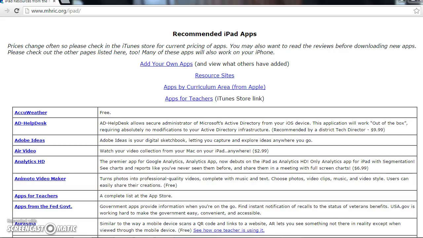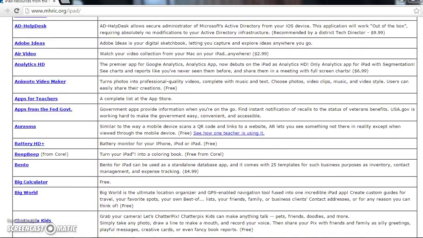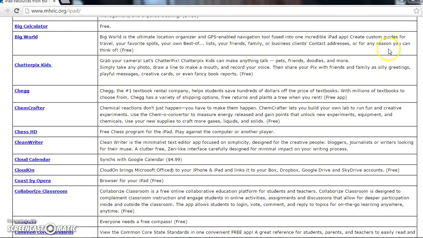There are some really great apps in this link. I really want to try on my personal iPad this ChemCrafter one. It sounds like it would be a great addition to my chemistry unit, and it would help engage the students. If I like it after I try it out, I'm going to try to sweet talk the special education teacher into letting me borrow her iPad for the day, because she does have one.